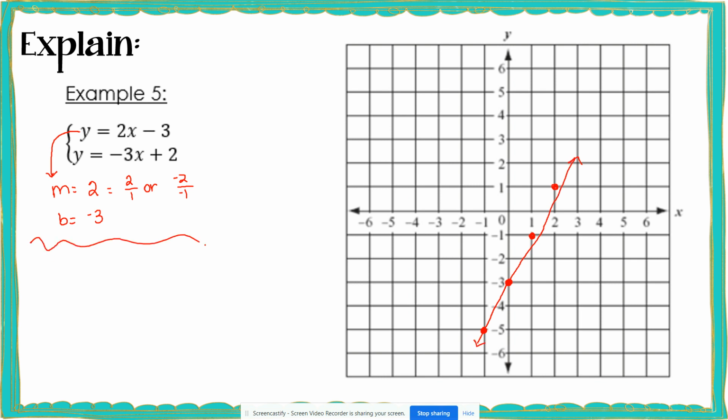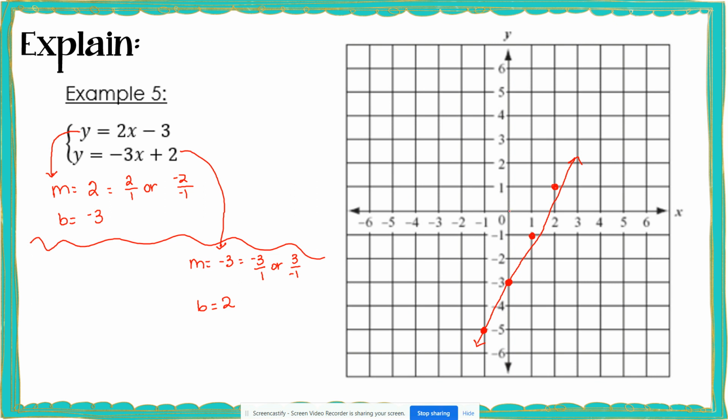Now let's look at our next equation, which is y equals negative 3x plus 2. In this equation, our slope is negative 3. So remember, that can be written as negative 3 over 1. Or I could change that. Negative 3's opposite is 3, and 1's opposite is negative 1. Again, if I divided this, I'd still get a negative 3 as my slope. My y-intercept is this plus 2, so my y-intercept is positive 2.